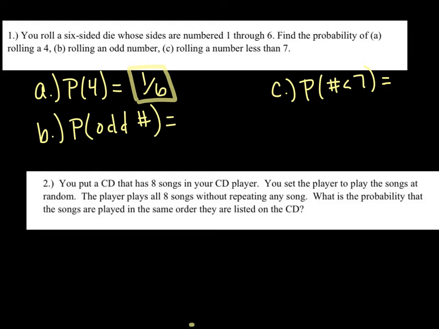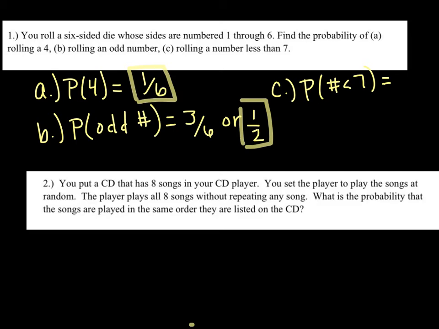You can divide it and give it to me as a percentage or a decimal. Either one is fine. So probability of an odd. So your odd numbers are 1, 3, and 5. So there's 3 out of the 6 or 1 out of 2. I'm not going to be picky if you guys don't reduce your fractions. So either one is the correct answer.